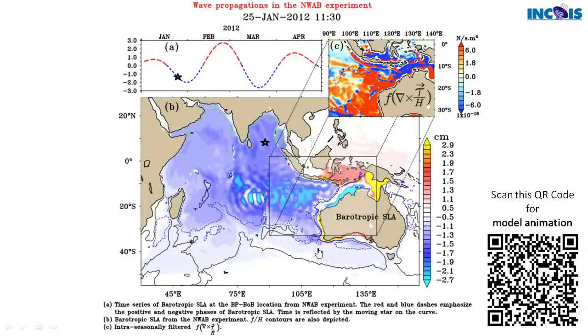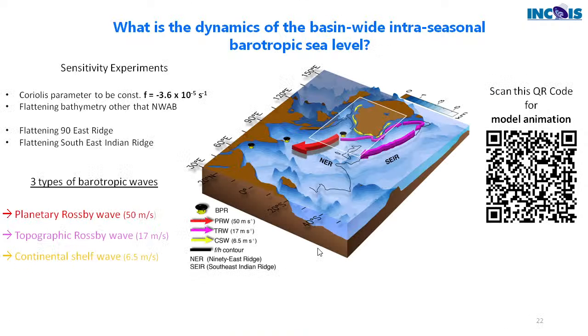With these experiments, we identified that there are 3 types of waves generated from our forcing region. One is the planetary Rossby wave, which has a speed of around 50 meters per second and propagates from our forcing region towards the North Indian Ocean. The Northwest 90 east ridge also diverts or guides this wave towards the north. So this ridge is also important. Without this ridge, it will not go towards the north.